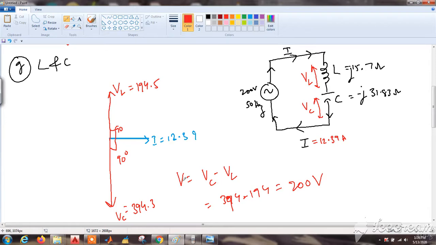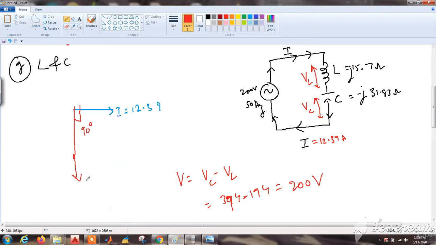So now applying this resultant to this diagram, we have subtracted 194 from 394, that is VC minus VL we have done. So we also have to make the changes to this phasor diagram. So this will be removed, like this. Now the resultant will be 200 volts lagging the current by 90 degrees, or current leading the voltage by 90 degrees. This is the phasor diagram.